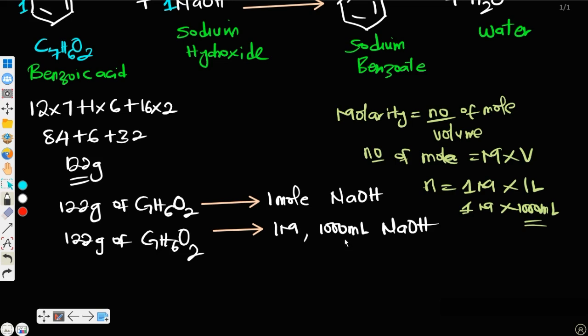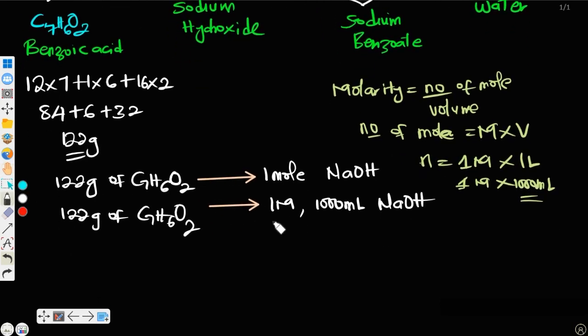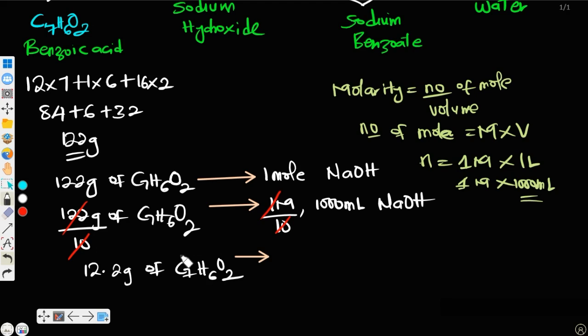Now, how do you calculate your milli equivalent? You are now going to go back and look at this. The molar concentration of sodium hydroxide given in the question is 0.1 molar. So you are going to come here and divide this by 10, because 1 divided by 10 is going to give us 0.1. When you divide by 10, of course, you also divide here by 10. So this cancels this, and this is going to give us 12.2 gram of C7H6O2. This will give us 0.1 molar, 1000 milliliter of sodium hydroxide.